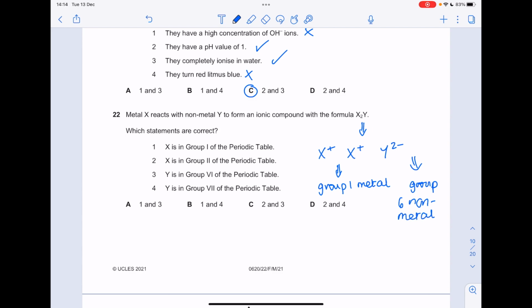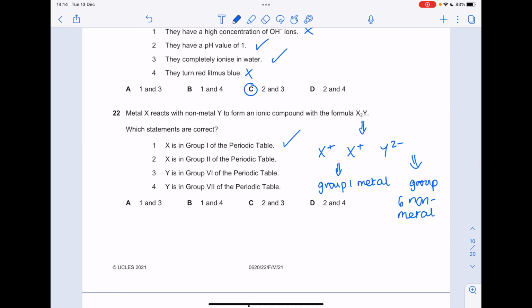So which statements are correct? X is in group 1. Yep, I've already said that. X is in group 2. Nope. Y is in group 6. Yes. Y is in group 7. No. So 1 and 3 are correct, which means A is the right answer.